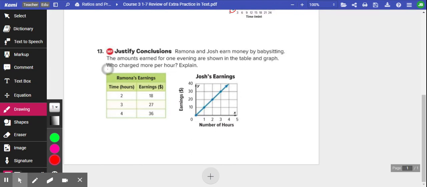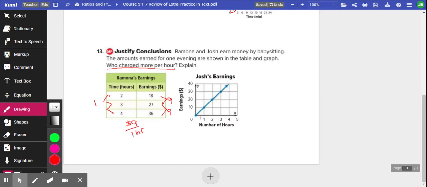Now, in order to charge more per hour, that means that they have a larger constant rate, or a larger rate. So again, anytime we have a table, we're just going to find the change here. So the change in time is 1 hour. And for 1 hour, 18 to 27 increases by 9. So right away, if we divide, we have $9 per 1 hour. So $9 per hour. Let's double check that though. From 3 to 4 is 1, and from 27 to 36 is also 9, and that stays the same. So it's $9 per hour all the way through.